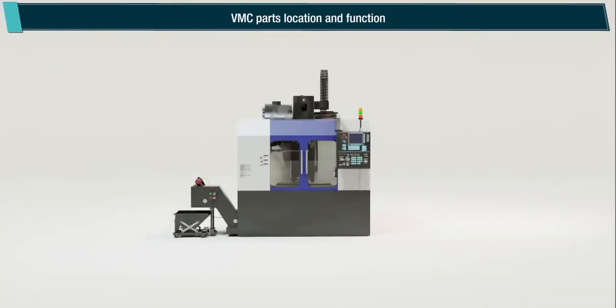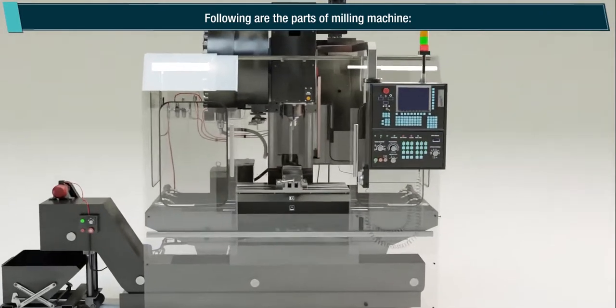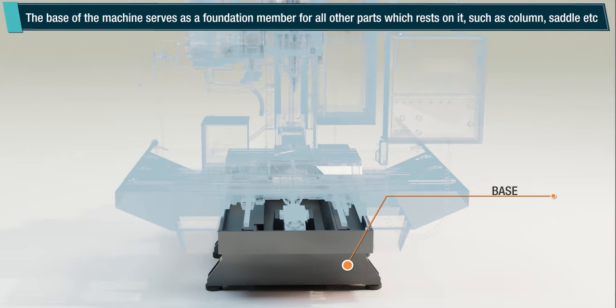VMC parts location and function. Following are the parts of milling machine. Base. The base of the machine serves as a foundation member for all other parts which rests on it, such as column, saddle, etc.